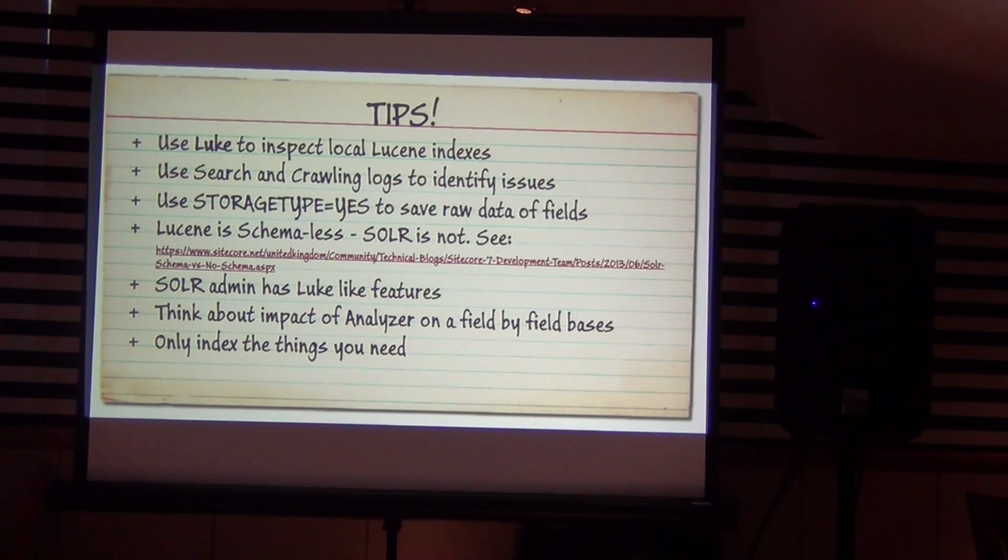We did touch upon this previously, using a storage type if you wanted to have the raw data available. Of course, the disadvantage was that your indexes will take up more space on the disk. And then there's this subtlety around Lucene being schemaless and Solr not being schemaless. There's a good blog post on that from the Sitecore 7 development team.